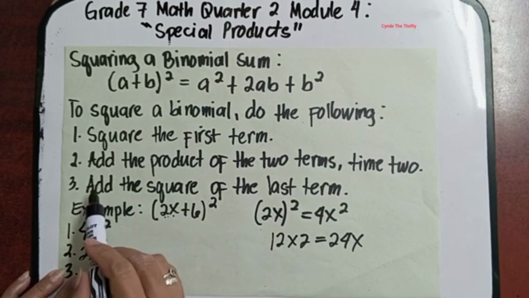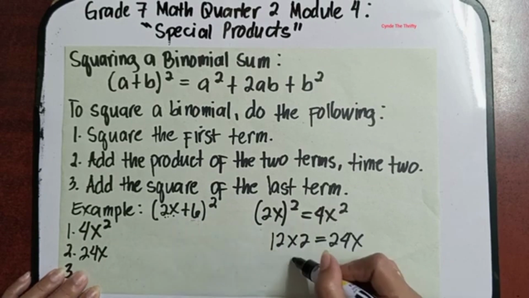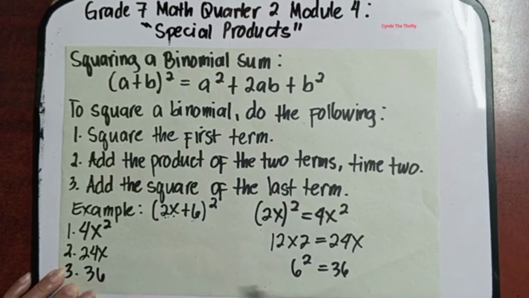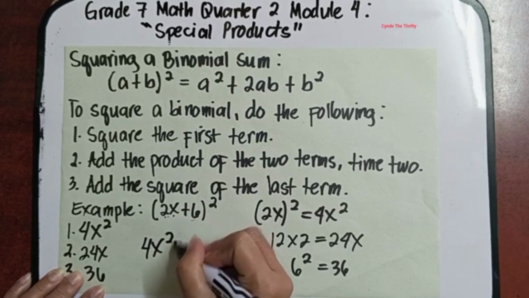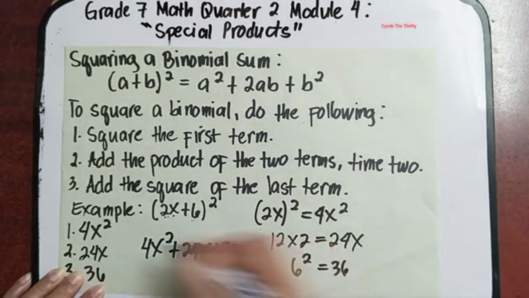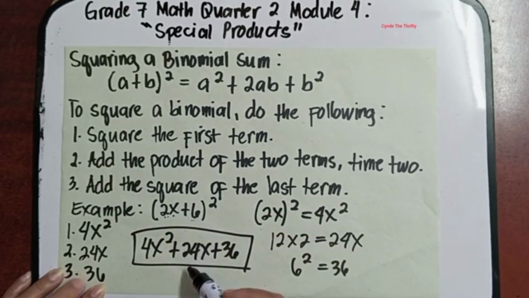And then last, add the square of the last term. So, ang last term natin is 6 squared. 6 times 6 is equal to 36. So, 36. Okay, so, i-arrange na natin ang ating sagot. So, ang sagot natin is 4x squared plus 24x plus 36. So, ito na yung sagot natin. Meron na tayong sagot kaagad kahit na hindi natin siya isolve.